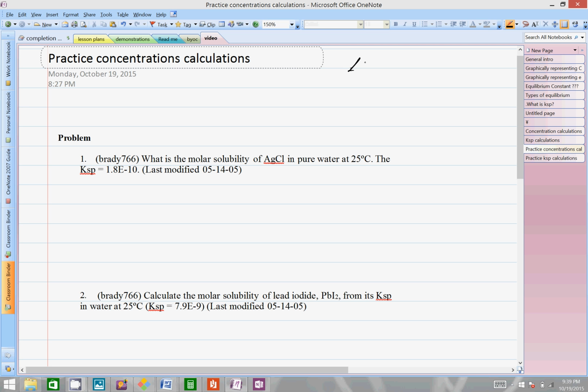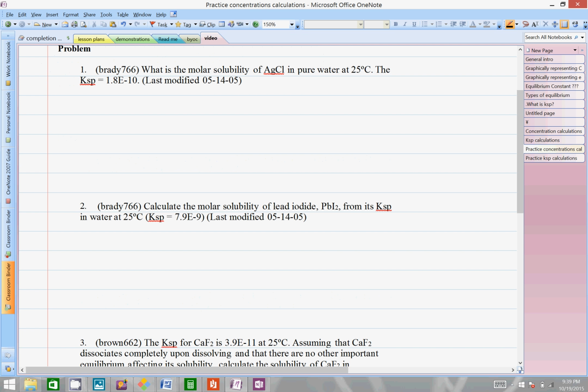Okay, let's try some practice calculation problems. Sometimes you already have these. We can try them out. And the first problem says, okay, what is the molar solubility of AgCl in pure water at 25 degrees Celsius? The temperature's here specifically because you know that the Ksp is temperature dependent. So in that sense, it's given, but that's the only reason why the temperature generally is required.